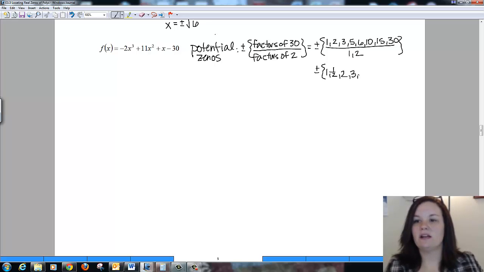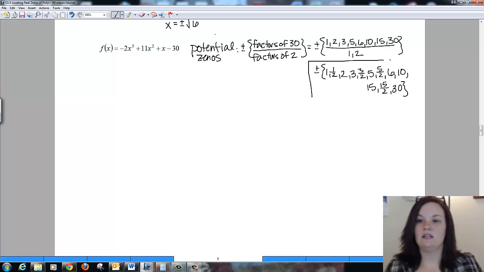So I move on. 3 divided by 1 is 3. 3 divided by 2 is 3/2. 5 divided by 1 is 5. 5 divided by 2 is 5/2. 6 divided by 1 is 6. 6 divided by 2 is 3, which we already have. 10 divided by 1 is 10. 10 divided by 2 is 5, which we already have. 15 divided by 1 is 15. 15 divided by 2 is 15/2. 30 divided by 1 is 30. And 30 divided by 2 is 15, which we already have.